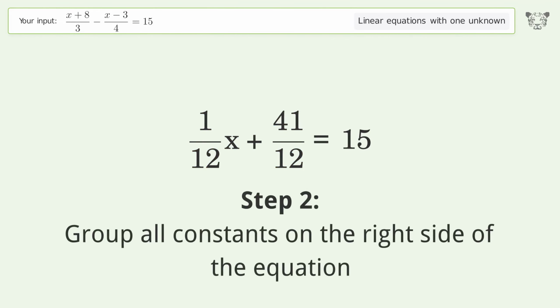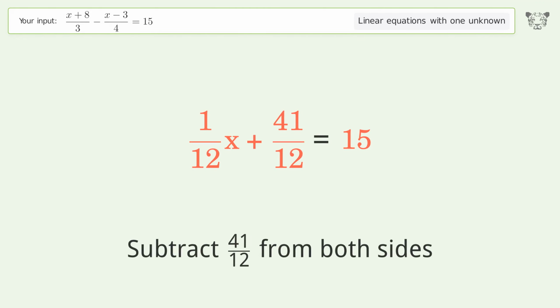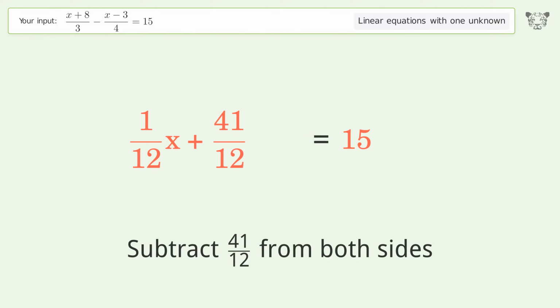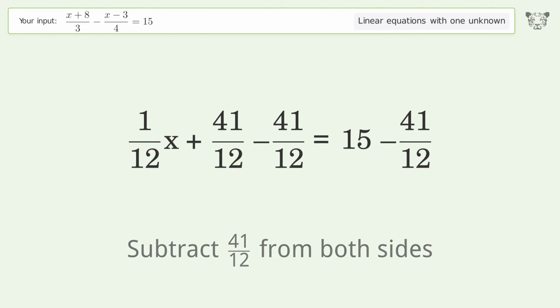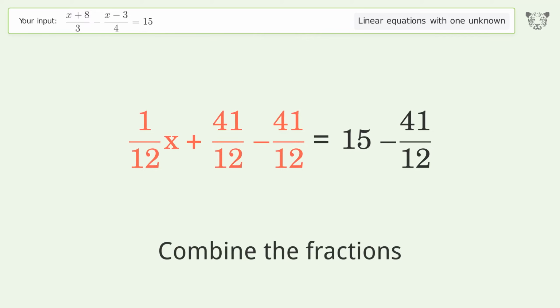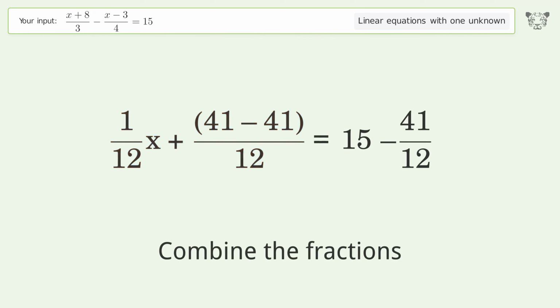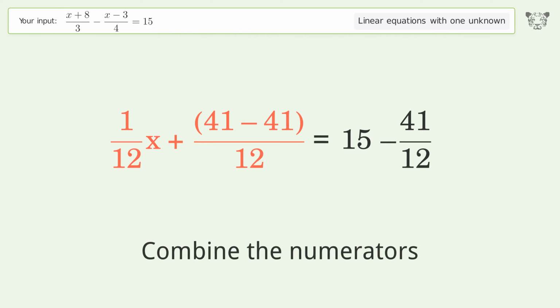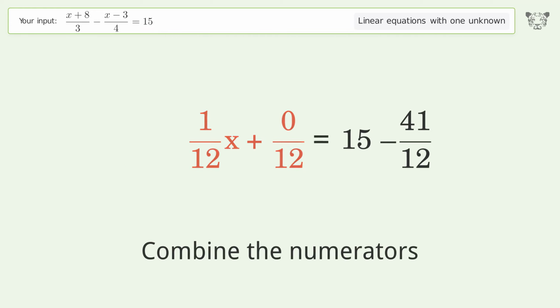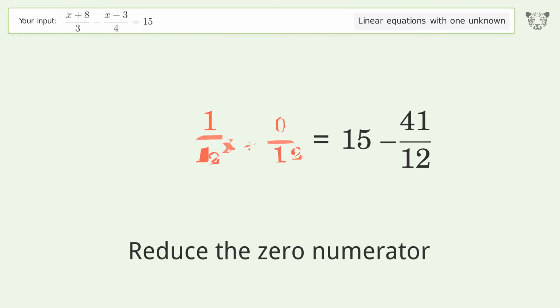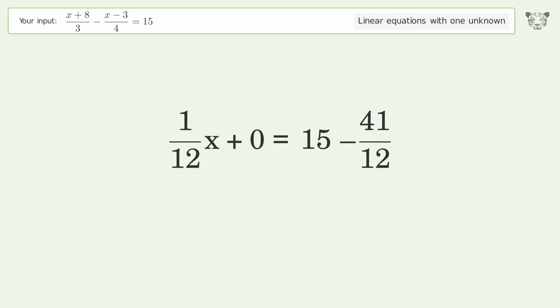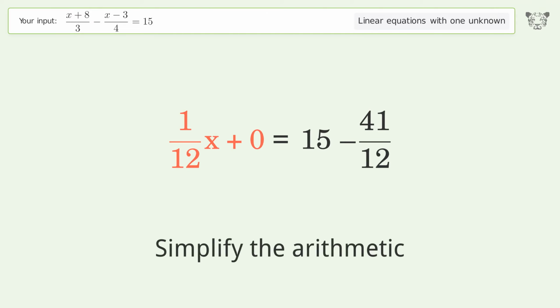Group all constants on the right side of the equation. Subtract 41/12 from both sides. Combine the fractions. Combine the numerators. Reduce the zero numerator. Simplify the arithmetic.